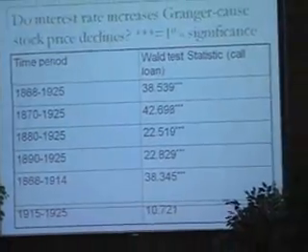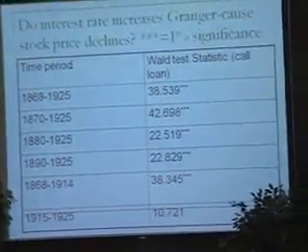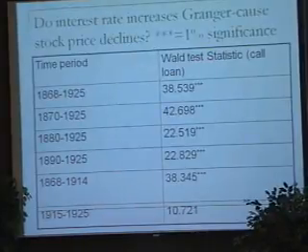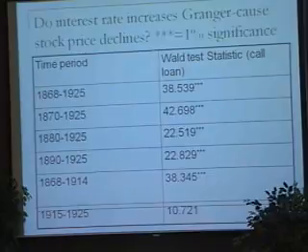So then we said, we've got to do a little better than that. The next thing we did was ask, what about Granger causality? We actually did things both ways. First we asked, do interest rate increases Granger cause stock price declines? And the answer is, yeah, they did. If you use this Wald test statistic to see whether the call rate Granger causes the stock price declines, in fact it does at the 1% level all the time, except during the 1915 to 1925 period.